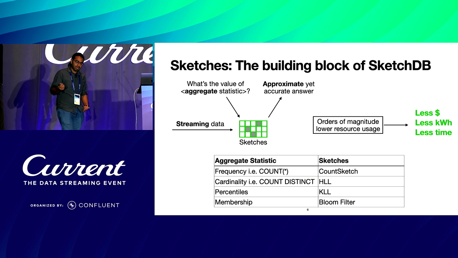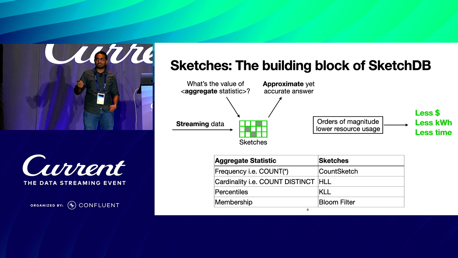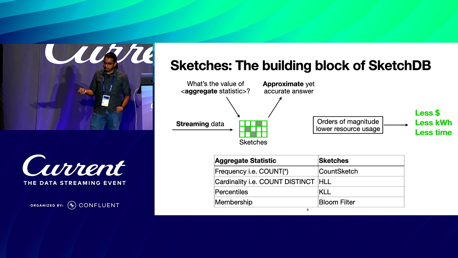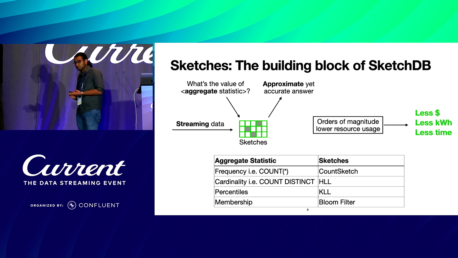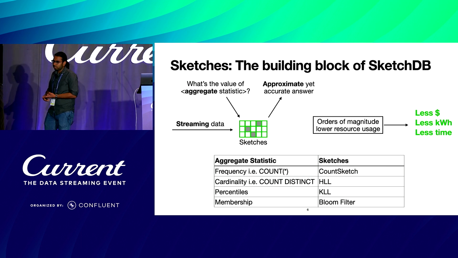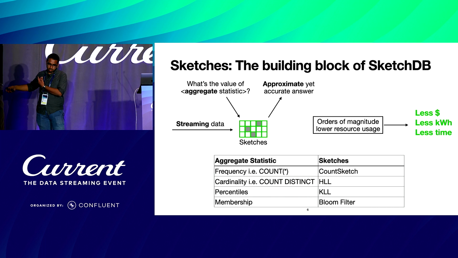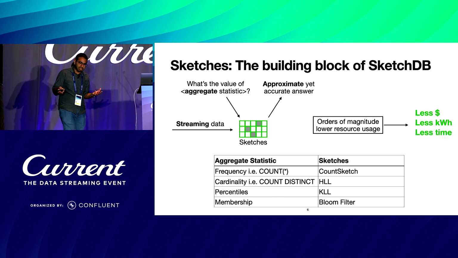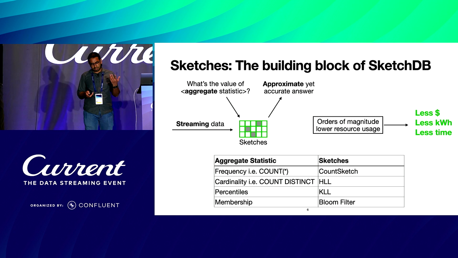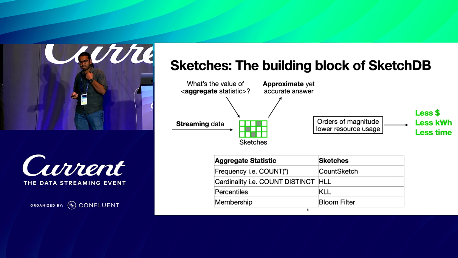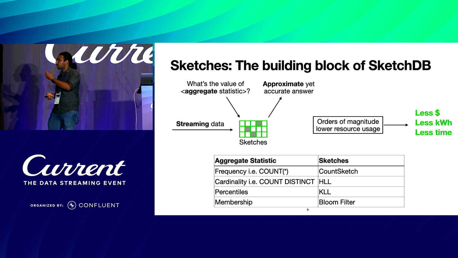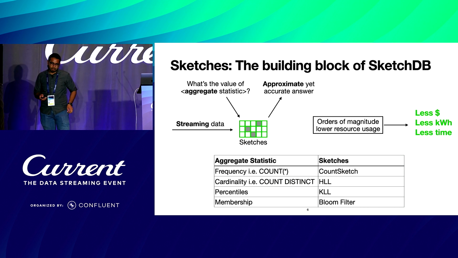And the benefit of that is you can do this calculation with orders of magnitude lower resource usage, right? Your memory will be lower, your CPU cycles spent will be lower, and that just leads to a lower downstream cost. So there's a bunch of literature in the theoretical computer science space about different sketch algorithms that have been proposed for calculating different aggregate statistics on top of streaming data.